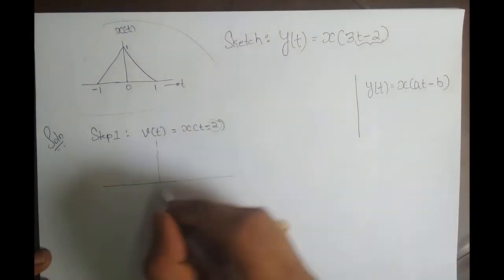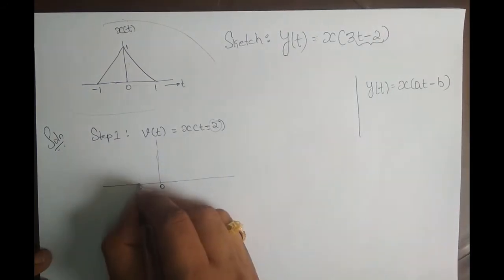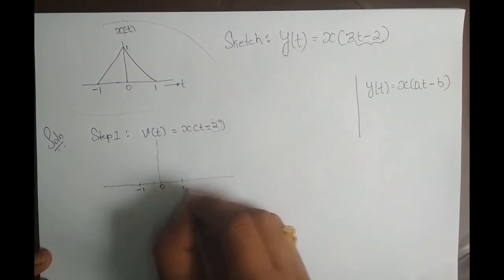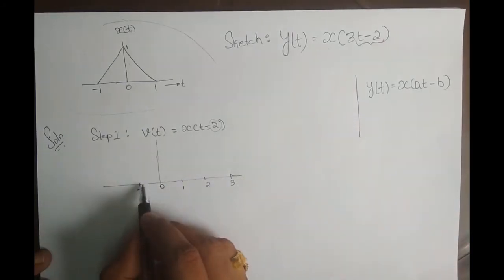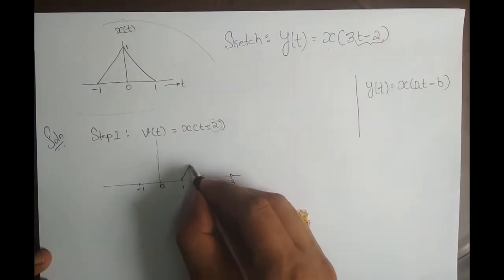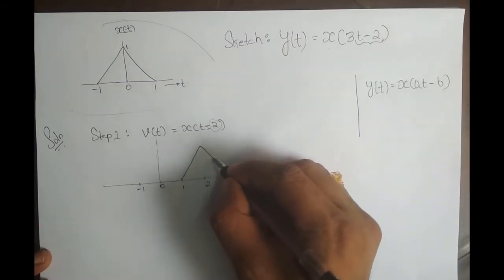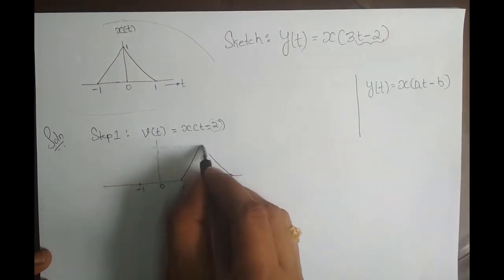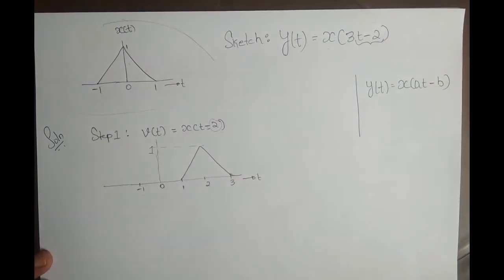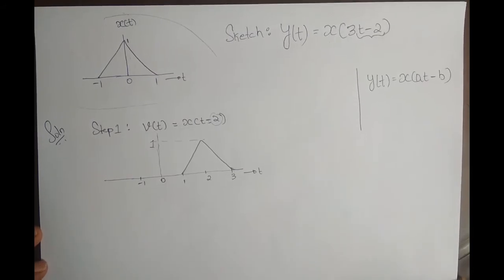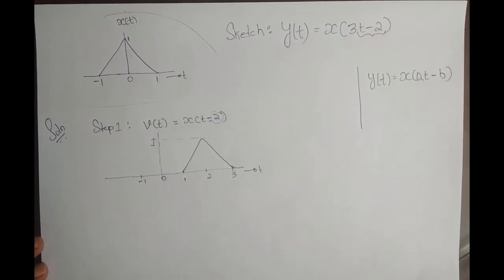So this is at time t equal to 0. This is minus 1. This is 1. This is 2 and this is 3. Now shift it right 1 time, shift it right 2 times. So it starts from 1, goes to 2 and comes back to 3. So the amplitude remains the same at 1. This is t. So step 1: v of t is equal to x of t minus 2.